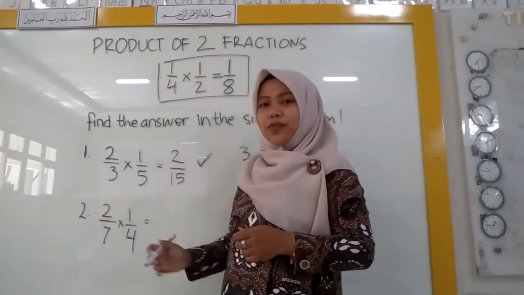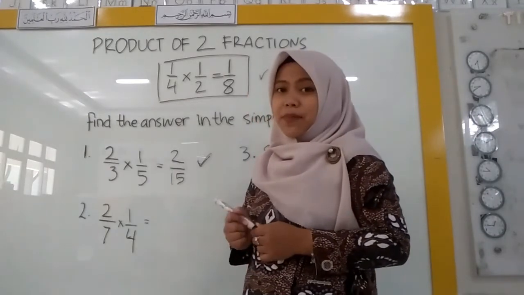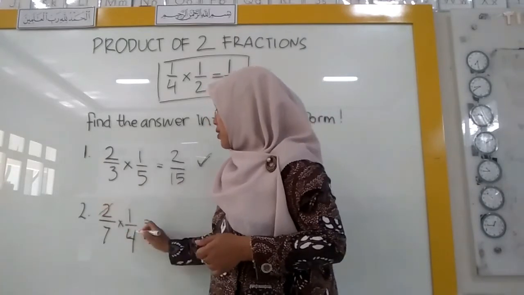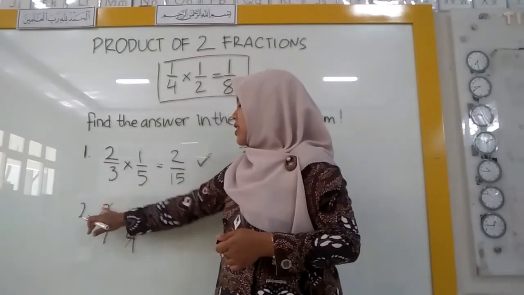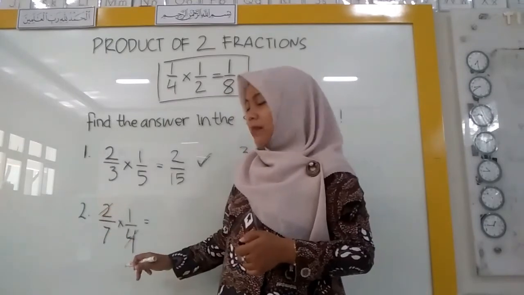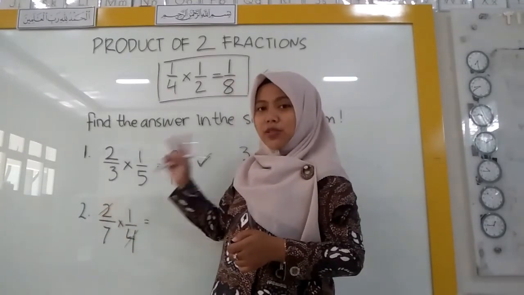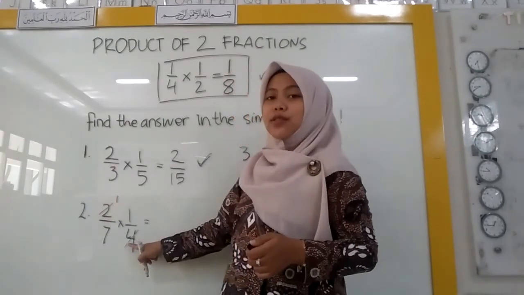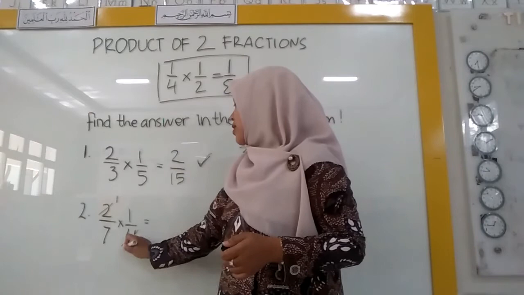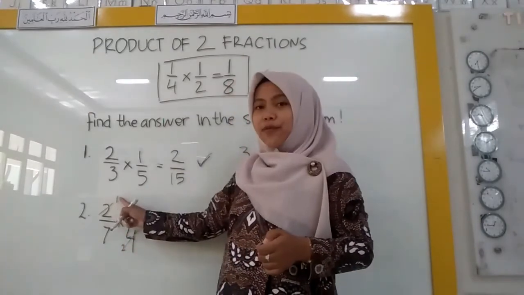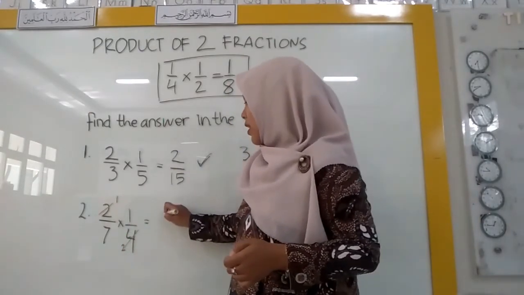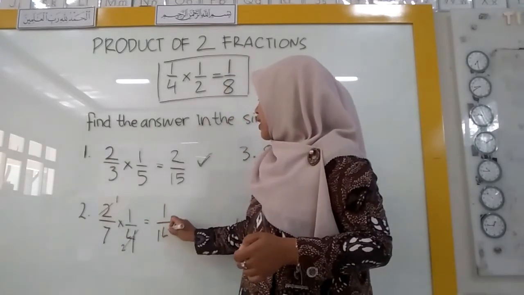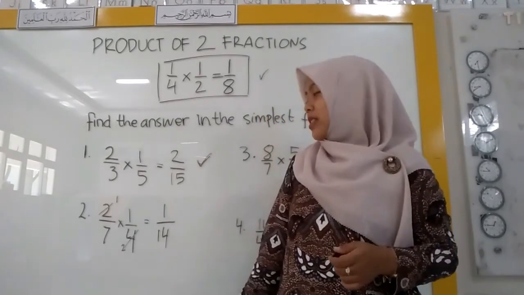2/7 times 1/4. As you saw in the product of a whole number before, you can cross this out because this can be divided by the same number. Let's say we divide by 2, so we cross this and get 1, and this is also divided by 2, so we get 2. So now we have 1 times 1 is 1, 7 times 2 is 14.